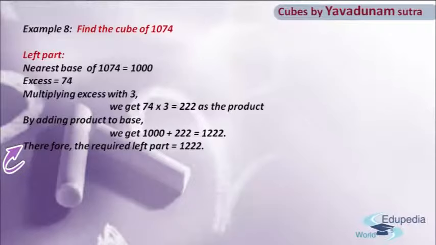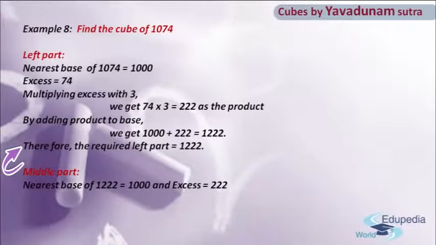After completing the process of the left part and moving to the process of the middle part, the first step is to take the answer we got in the left part and find the nearest base as well as the excess. Here the answer we got in the left part is 1222 and the nearest base for this number is 1000, and the excess is found by comparing 1222 with the base 1000. If we compare these two numbers, we get an excess of 222 and it is taken over here.